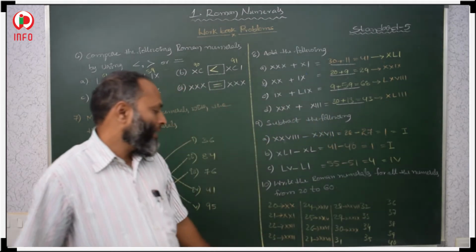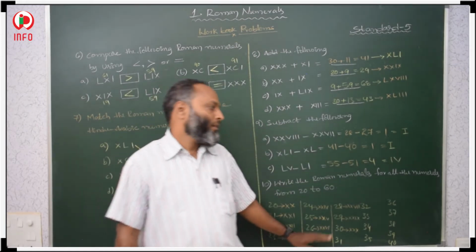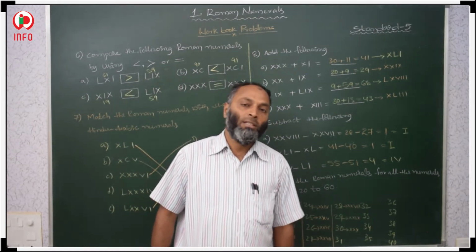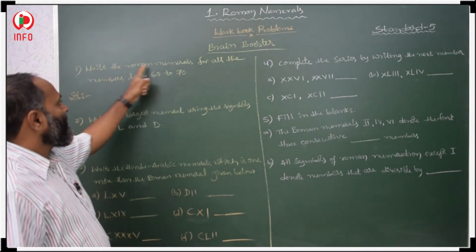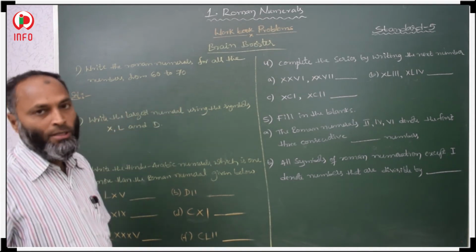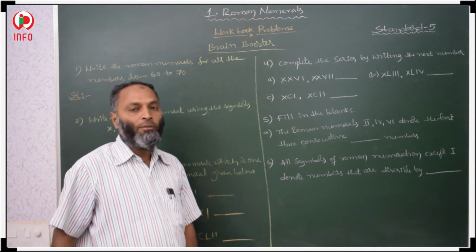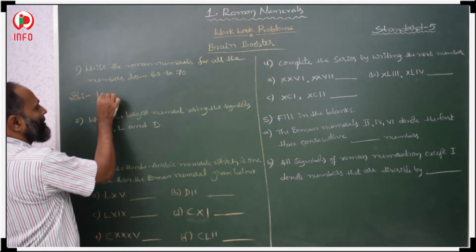In this way you have to think and you have to write Roman numerals till 60. Okay, you should all know how to write these Roman numerals till 60. Now friends, write the Roman numerals for all the numbers from 60 to 70. 60 means LX, 50 plus 10.